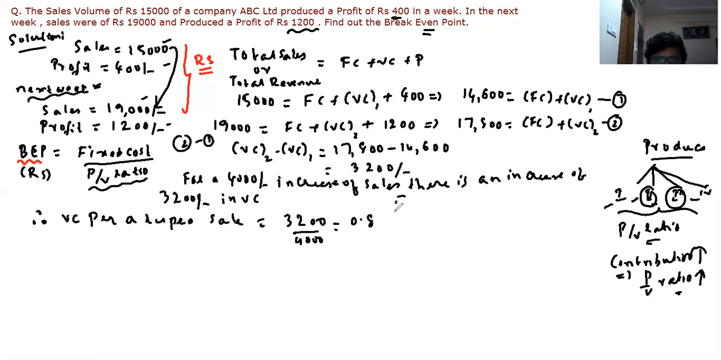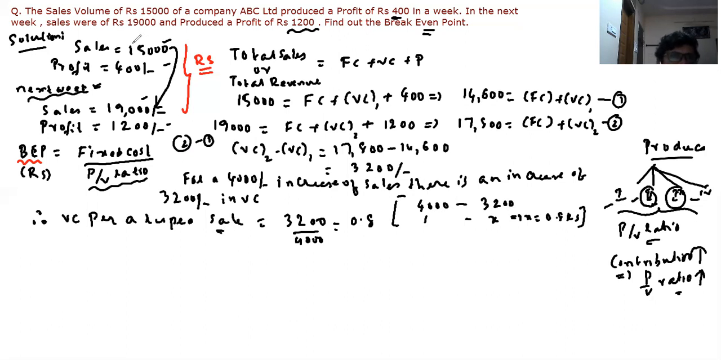So you can be clear with respect to this. For a 4,000 rupees increase of sales, 3,200 rupees is the increase of variable cost. For 1 rupee of sale, what is the corresponding variable cost? That is taken as X. You can get that X as 0.8 rupees, right? So we got the variable cost per rupee of sale.